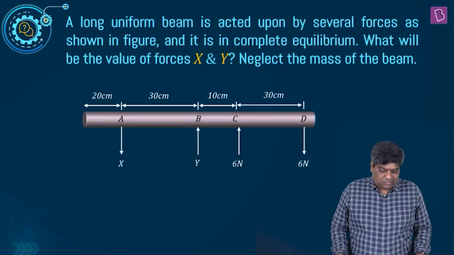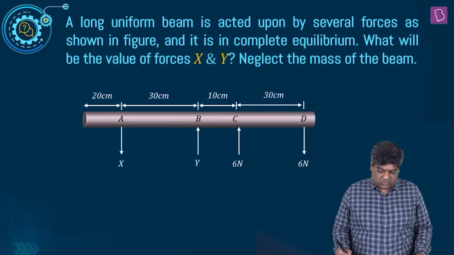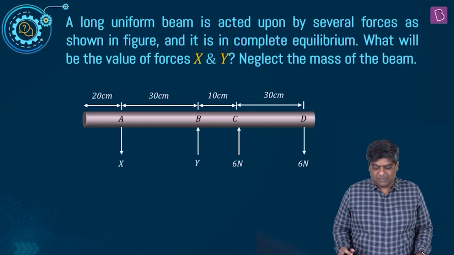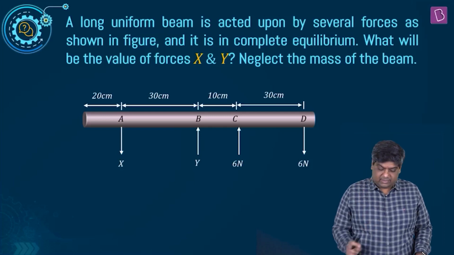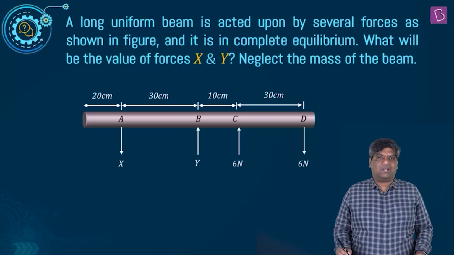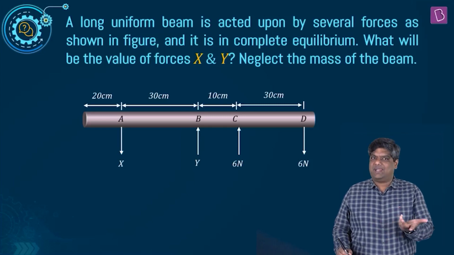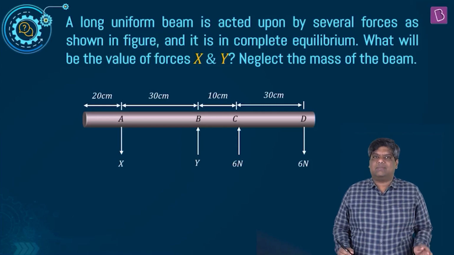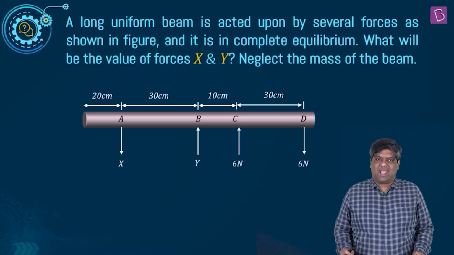A long uniform beam is acted upon by several forces as shown in the figure and is in complete equilibrium. What will be the values of forces X and Y? Neglect the mass of the beam. So we don't have to worry about the weight of the beam, which is M into G, where M is the mass, because they have asked us to neglect the mass of the beam and calculate the values of X and Y.